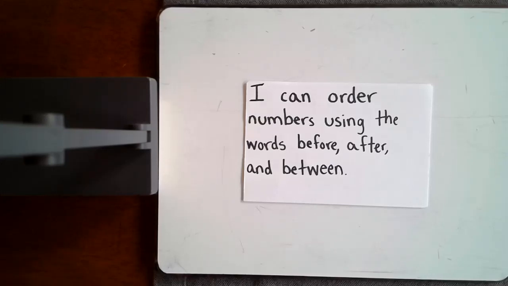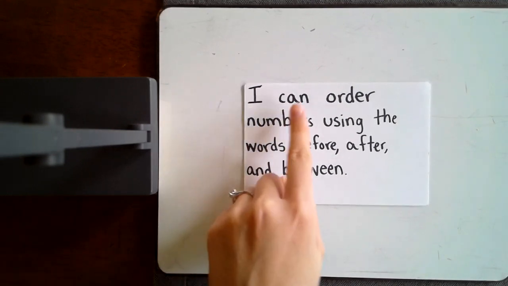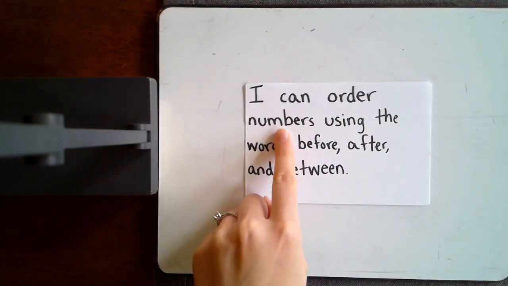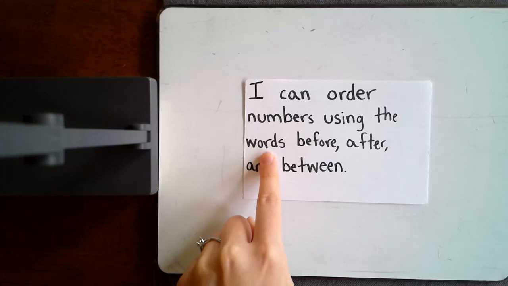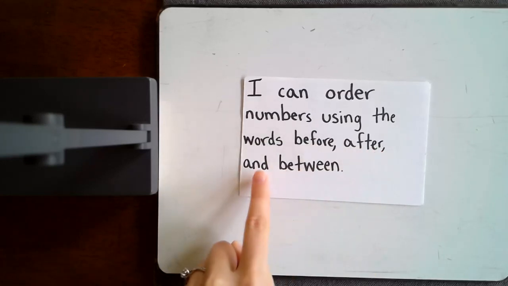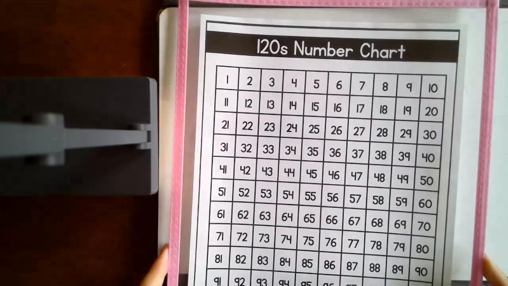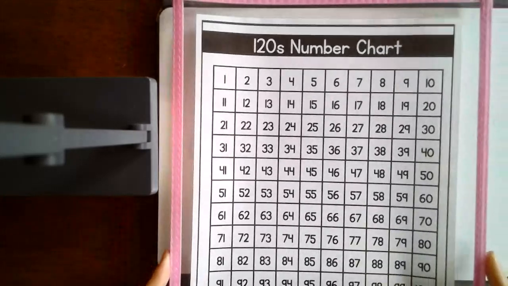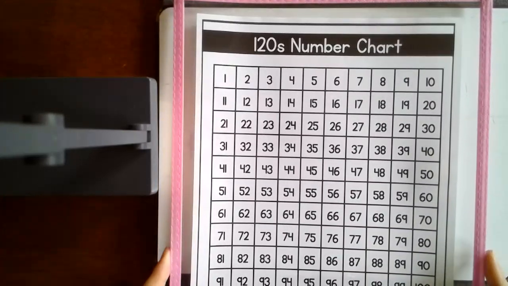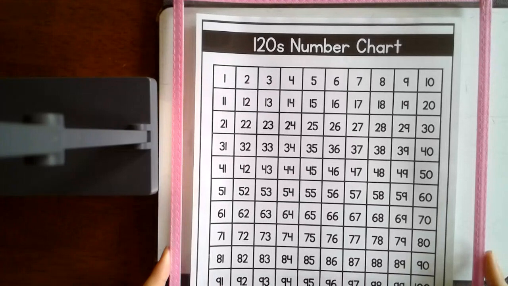Hello, class. Today we will learn how I can order numbers using the words before, after, and between. I will be using a tool today. My tool is a 120s number chart. This can be helpful when ordering numbers before, after, and between.